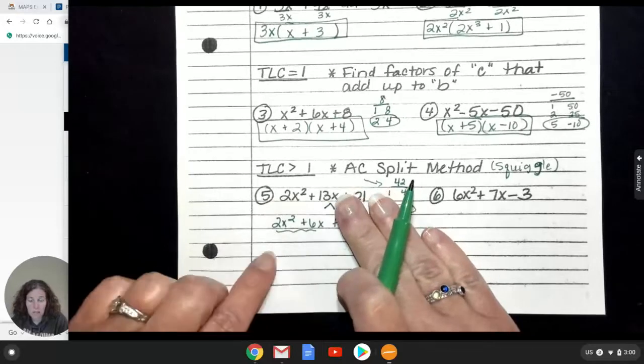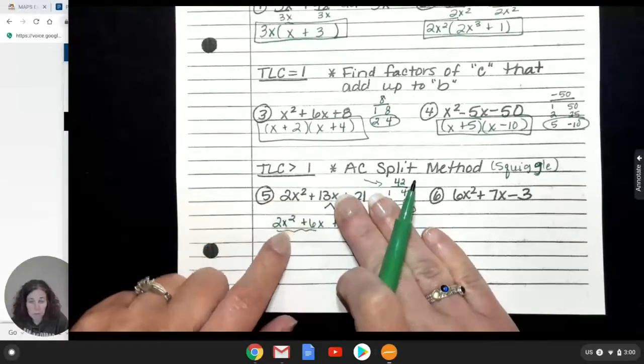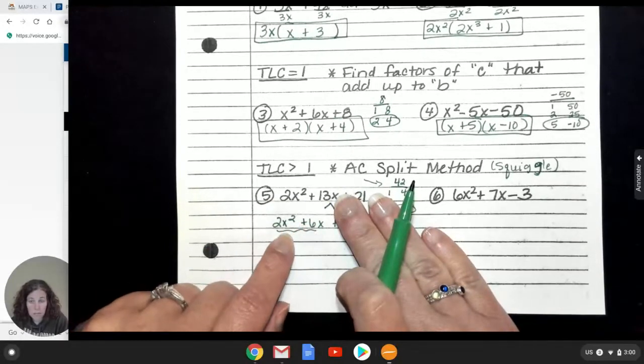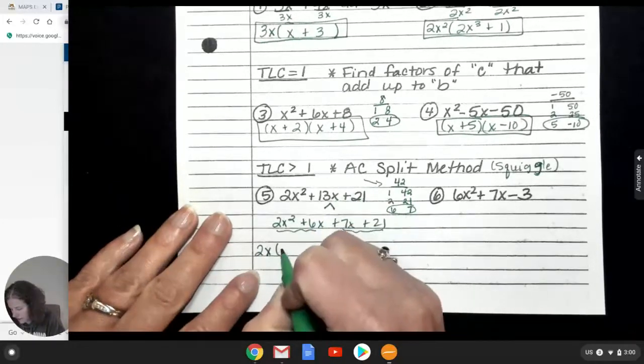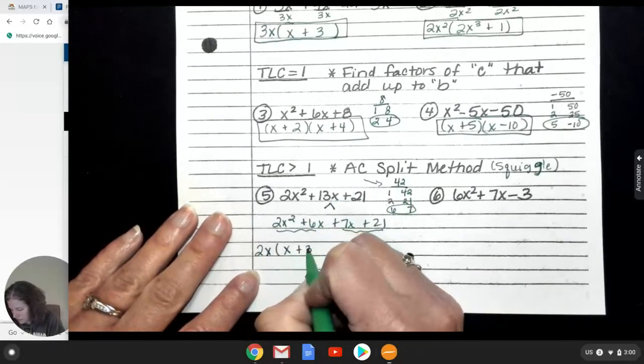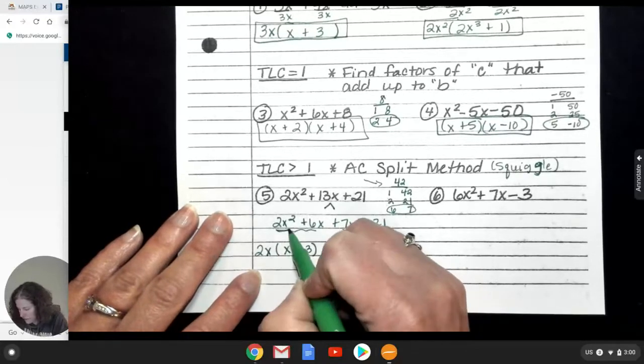So it's a mini GCF. What goes into both of these two? They both have an x, right? So I have 2x divided out, and I'd have x plus 3. That means I'm going like this.